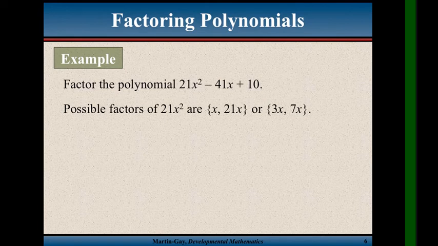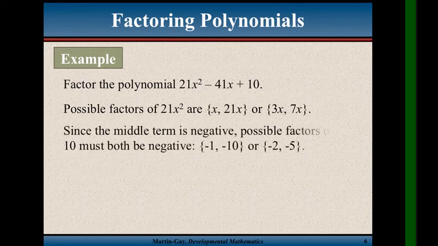So possible factors for 21x squared are x and 21x, and 3x and 7x. For the middle, since the middle term is negative, possible factors of 10 must both be negative: negative 1 and negative 10, or negative 2 and negative 5.